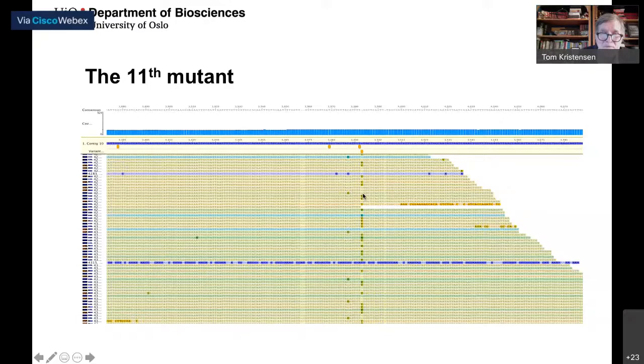And the 11th mutant I could find out also had mutations in the same gene, as shown here. The problem was that the mutant genome must have been contaminated with a wild-type genome, because instead of 100% of the sequences having a mutation in this position, only about half of them had it. But I felt quite safe in concluding that even the 11th mutant had a mutation in the same gene.